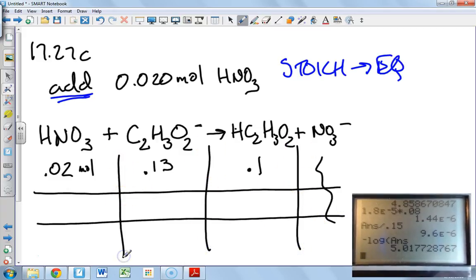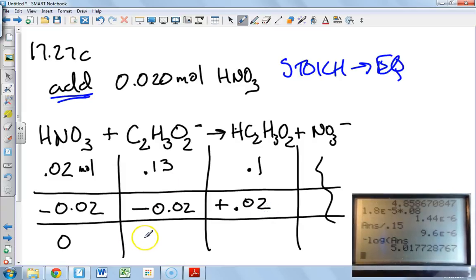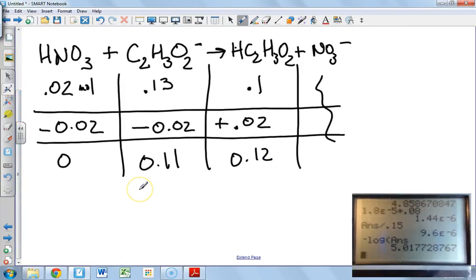Okay, now we find out which one's the limiting reactant. In the stoichiometry step, we have to pick the one that is the limiting reactant, and so that's this. So we're going to lose it all, and then this becomes 0. And so now, again, we lose the reactant. Now here we gain the product, plus 0.02. So here, this goes down to 0.11, this goes up to 0.12, and now we have a new ratio of conjugate base to its acid.